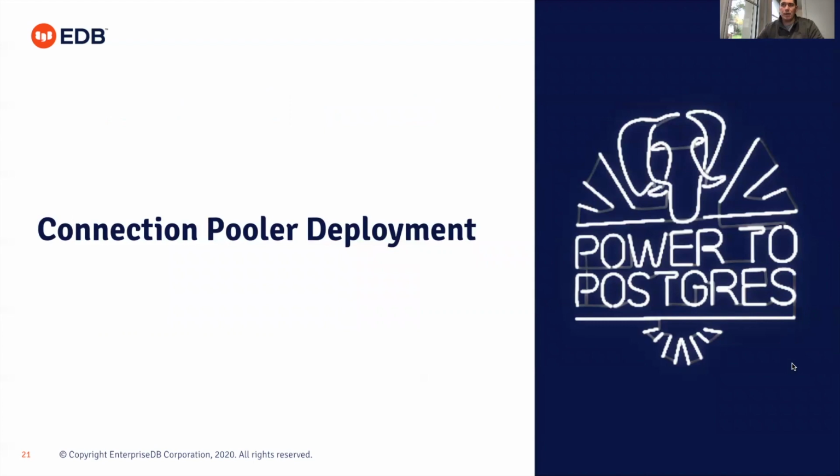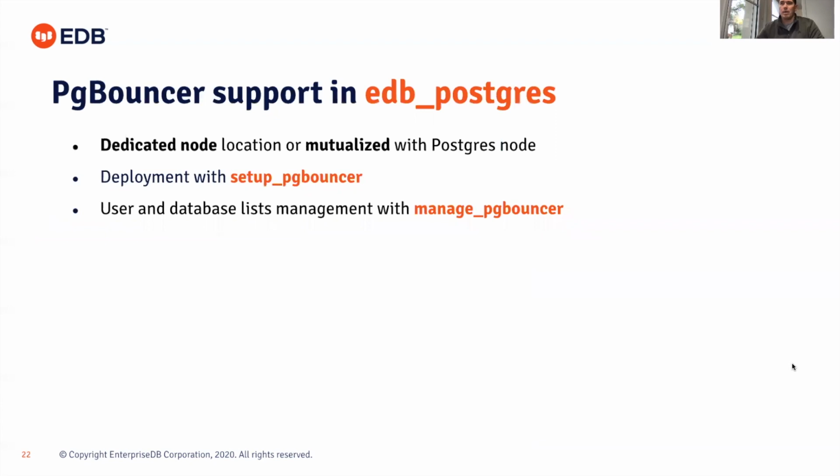So let's take a look at some brand new features we have added in the last month. The EDB Postgres collection now brings Postgres connection pooler capabilities. About PgBouncer: PgBouncer is an open source lightweight connection pooler for Postgres. Due to its low footprint, a PgBouncer instance can be installed on the Postgres nodes or on a dedicated host. PgBouncer setup will be done by the setup PgBouncer role. User and database lists can be managed through the manage PgBouncer role.